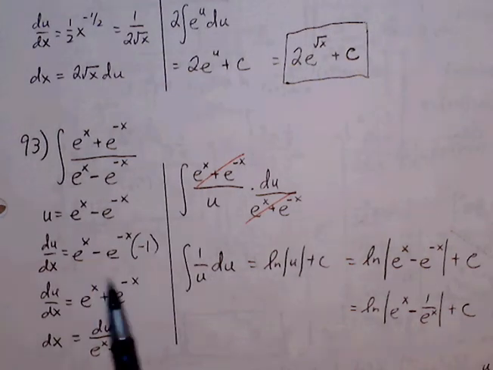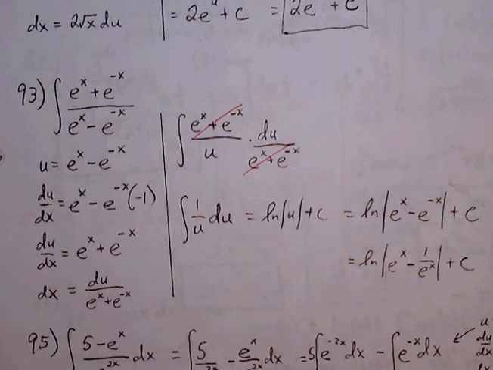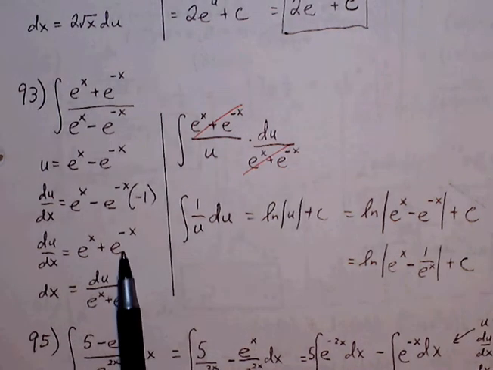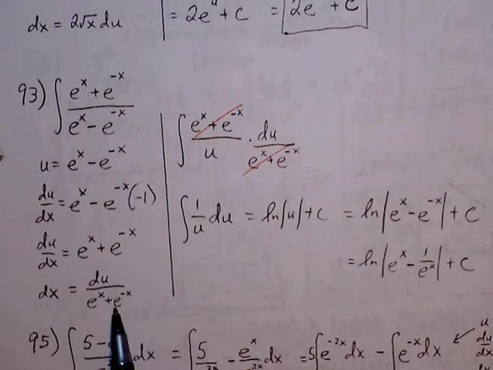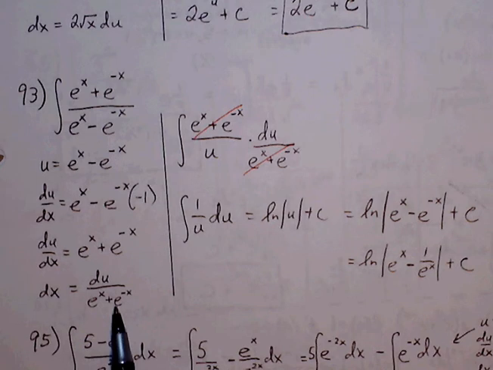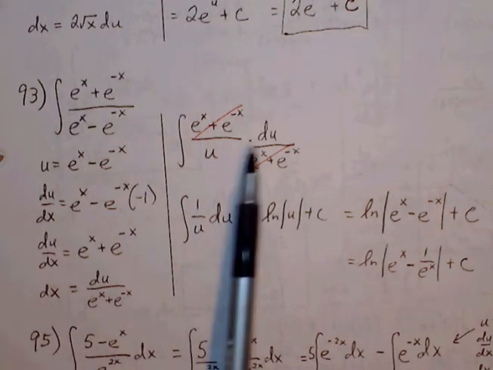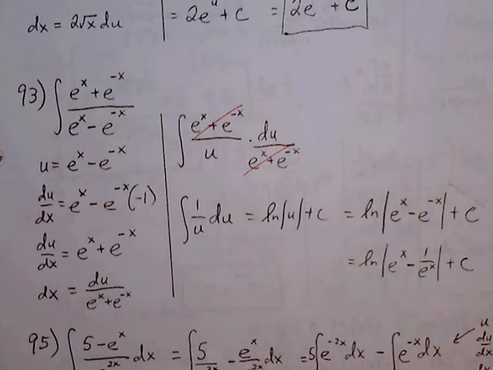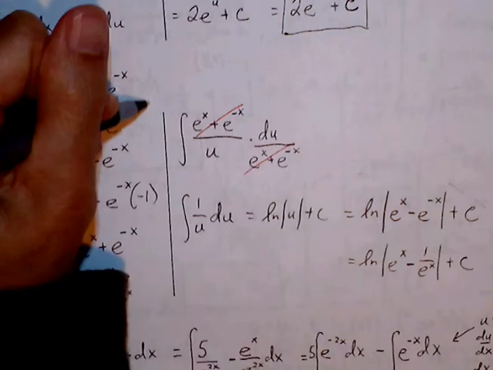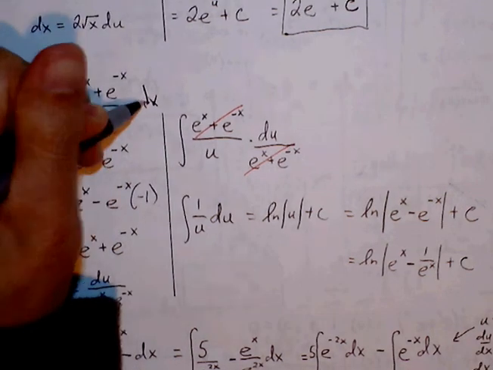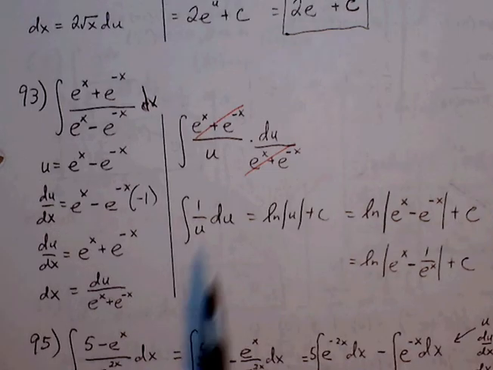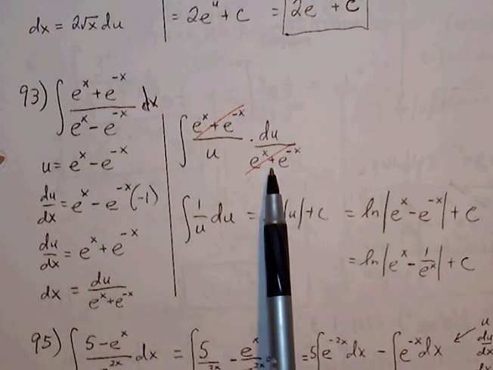The two negatives cancel out to be positive. So du over dx is simply e to the x plus e to the negative x. Solve for dx, and we get du over e to the x plus e to the negative x. Make our substitutions. Denominator gets replaced with u. Sorry, there should be a dx here. Dx gets replaced with du over e to the x plus e to the negative x.